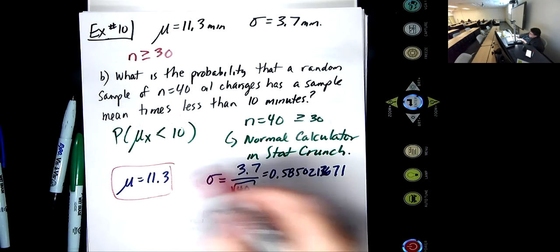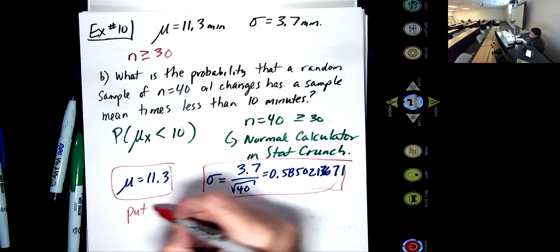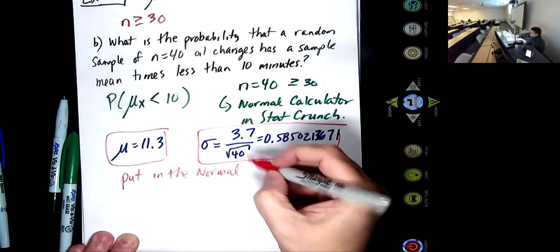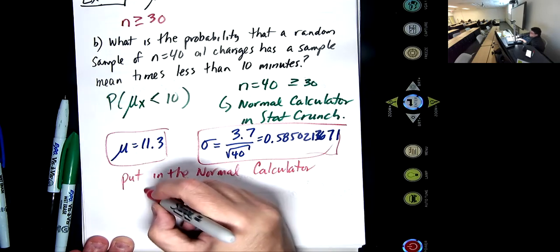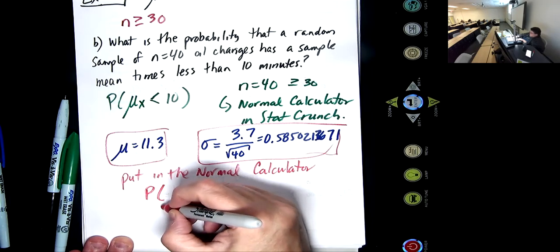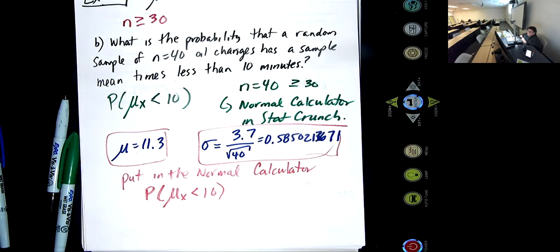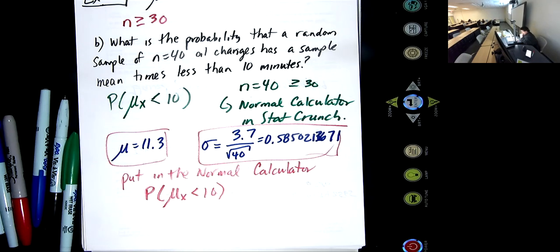So take that, put it in the normal calculator. And we're gonna do P of X is less than 10. That's what I'm gonna do. But I'd rather write it down so that when I do it, you're not like, what just happened here?